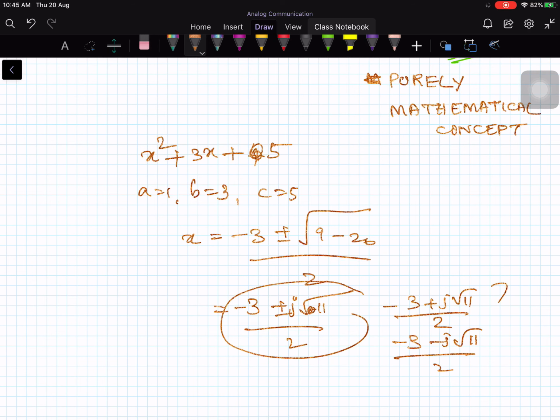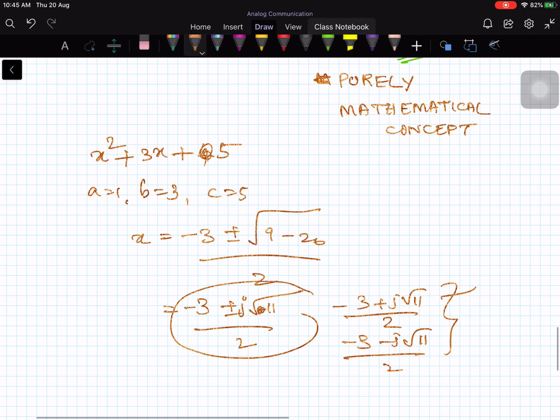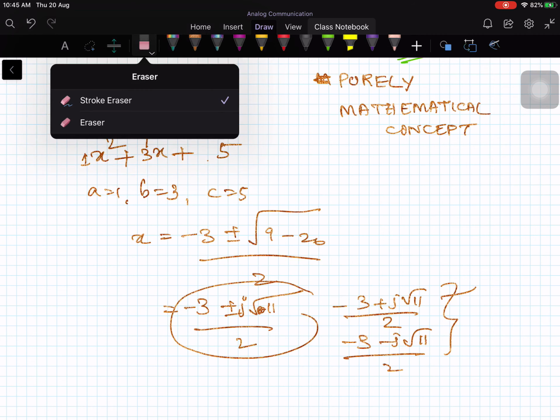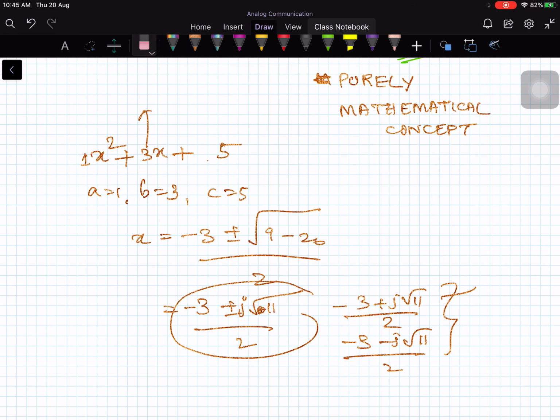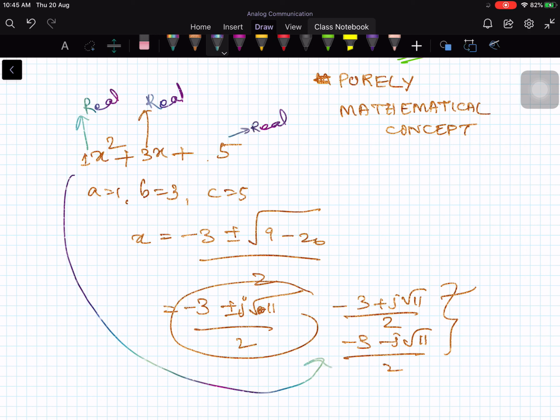Now this complex number will not come alone. See here, this is my real equation, the coefficients are real. Here 1 is real and 3 is real and this 5 is real. All the coefficients are real. But if you find the solution, you are getting a complex number, and that complex number will not come alone. It will always come with a pair actually.